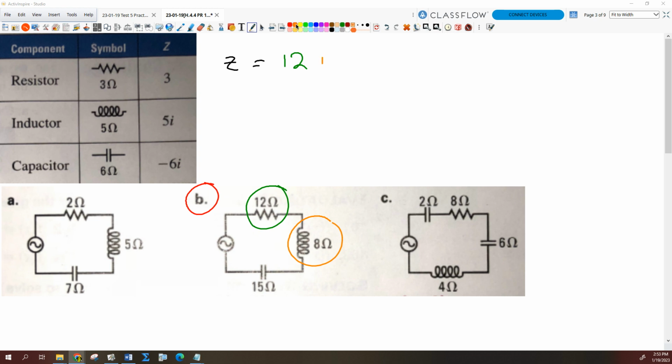8i. So we're going to add to that 8i because we're taking the sum of the individual impedances to calculate the impedance of the series circuit. These are in series because they're all in order, one after the other. And then finally, how about this guy, the 15 ohm capacitor? And we end up with an overall impedance, if I add up like terms, of 12 minus 7i. Good? Okay. All right, so that's a detailed description of the impedance of this circuit.